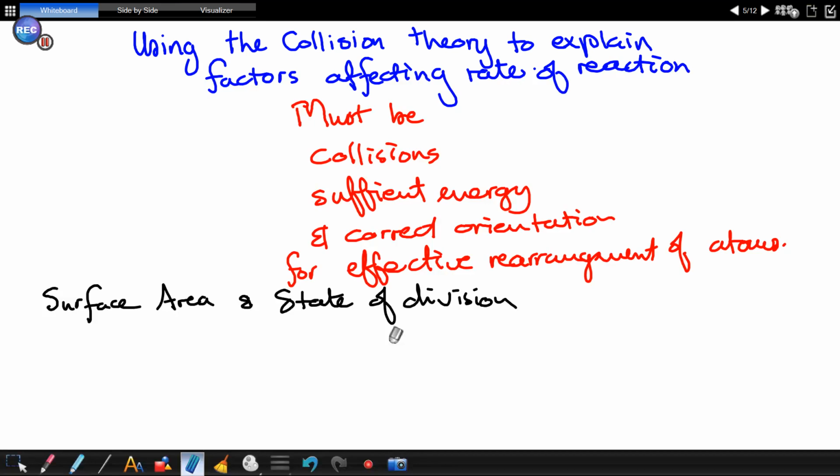I can't say direct proportionality because it will depend on the reagents involved. So if the state of division is increased, the surface area will be increased, so there will be more contact between the reactants, there will be more chance of correct orientation and effective collisions.